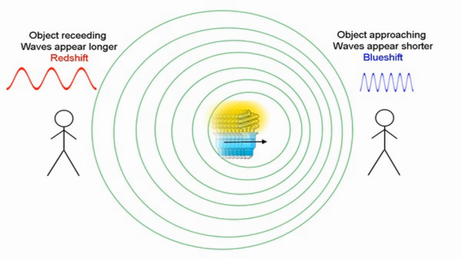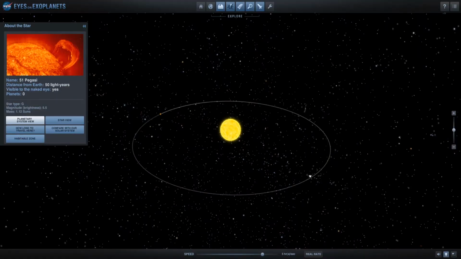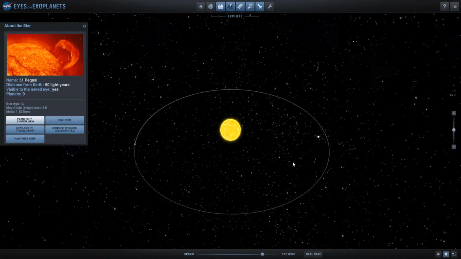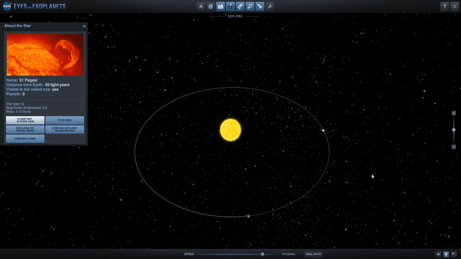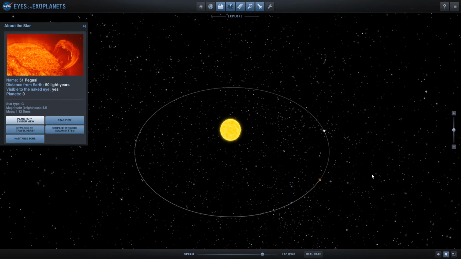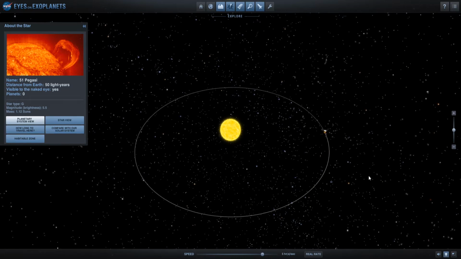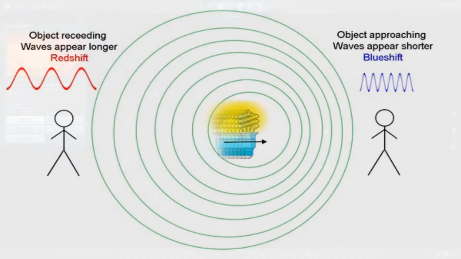Now we can apply this to starlight. When we're looking at stars, we're studying them, we can determine a planet is there. A planet uses its gravitational influence to ever so slightly wobble the star that it's going around. When the star wobbles a little bit towards the Earth, we say it's blue shifted. The light is a little bit more compressed. When the wobble shifts the star a little bit farther from us, it's red shifted. The light from the star is stretched out more.